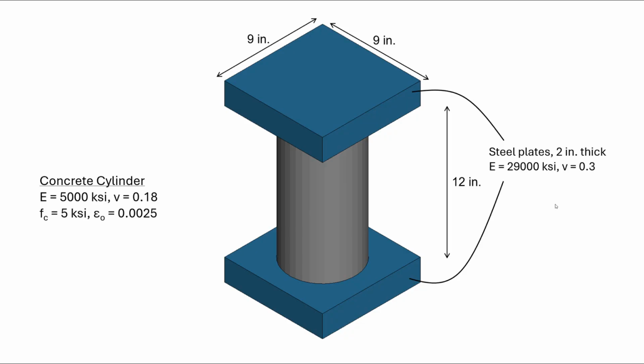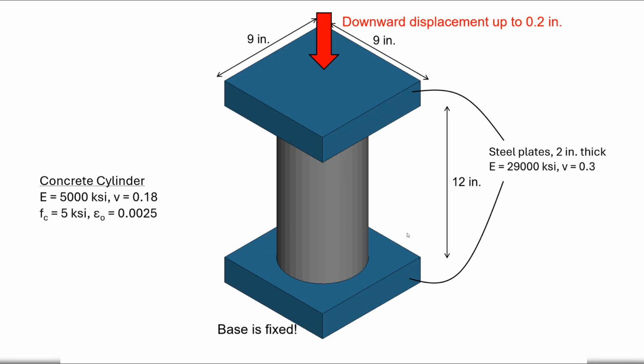So what this model will be loaded with is a monotonically increasing downward displacement up to a value of 0.2 inches at the top face of the top plate, while the bottom face of the bottom plate, the base of the entire model if you prefer, is fully fixed against any translation.